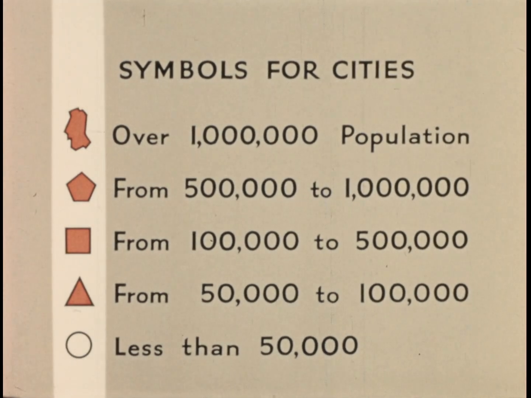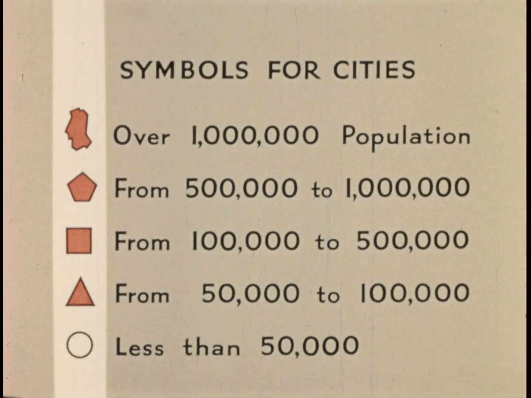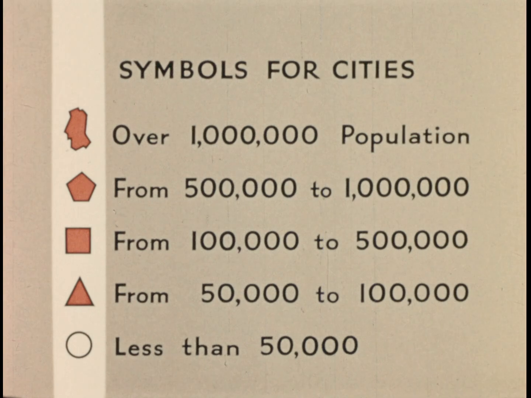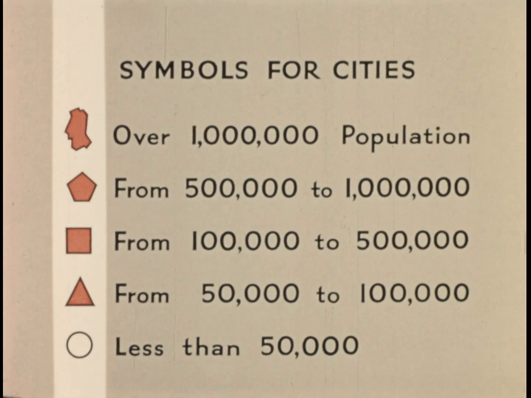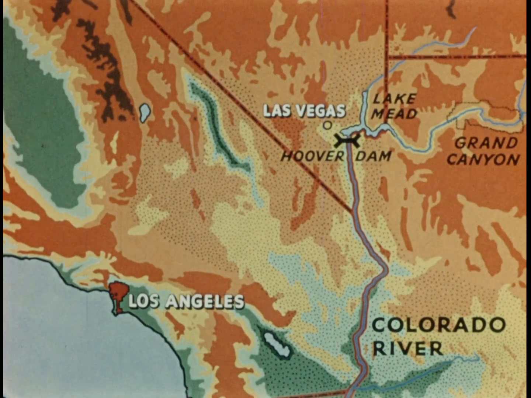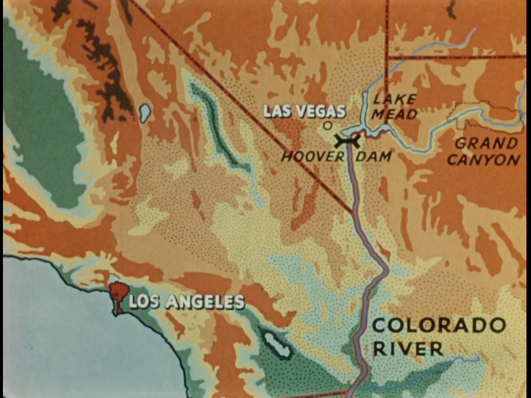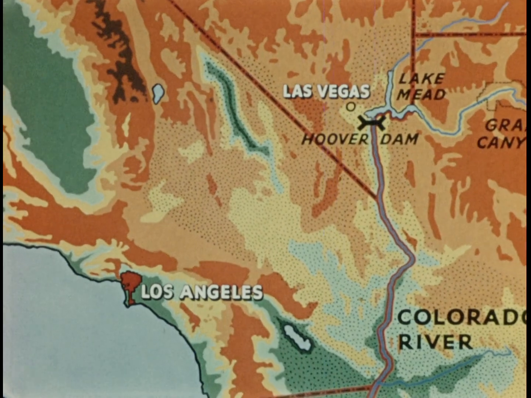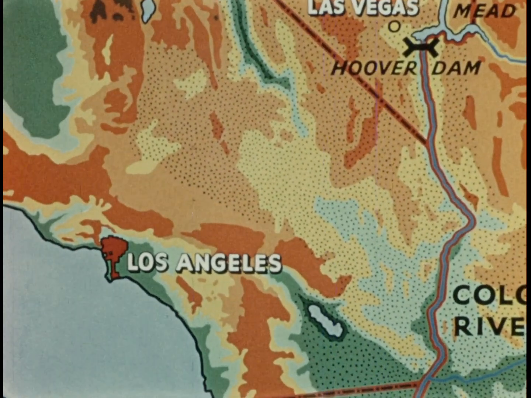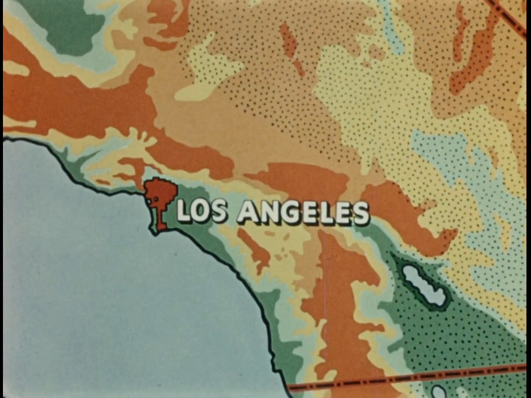Symbols of differing shapes and sizes locate cities of different size, from large cities over 1 million in population to communities of 50,000 or smaller. To really understand the meaning of map symbols, we should see where they are used on maps and what they stand for.